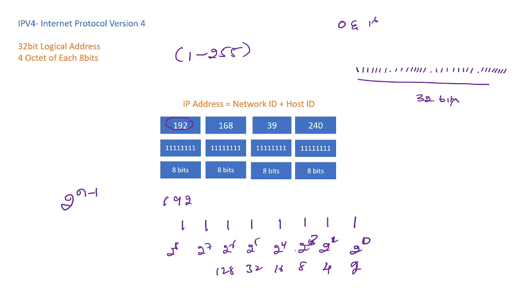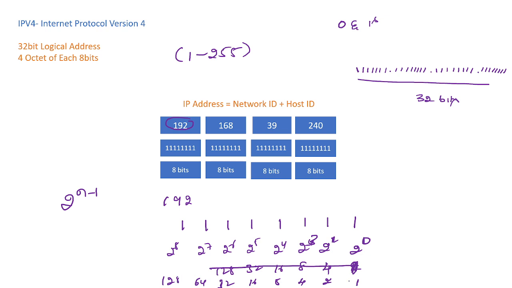2 to the power of 0 is 1. Yes, it is 1. Okay, let me write this here. This is 1, this is 2, this is 4, this is 8, this is 16, this is 32, this is 64, and this is 128.